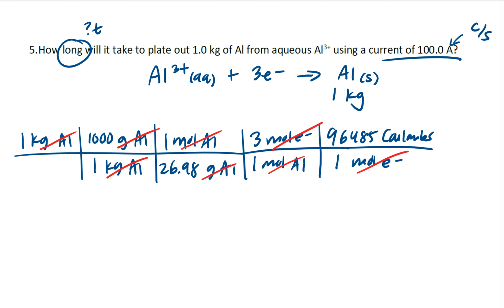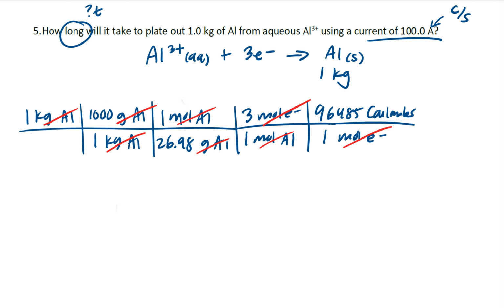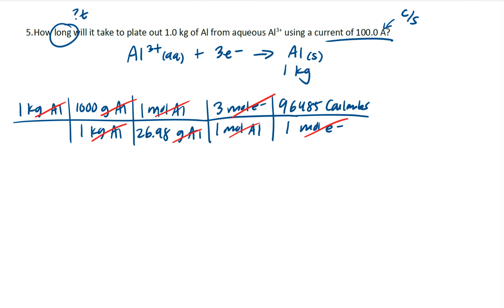And you can either now continue on with the dimensional analysis, or you can stop, calculate your coulombs, and do a little bit of algebra afterwards. I'm going to continue with dimensional analysis first to show you that method. And so we're going to just continue on. So I'm going to do the rest of this here in black. 96,485 coulombs per 1 mole.